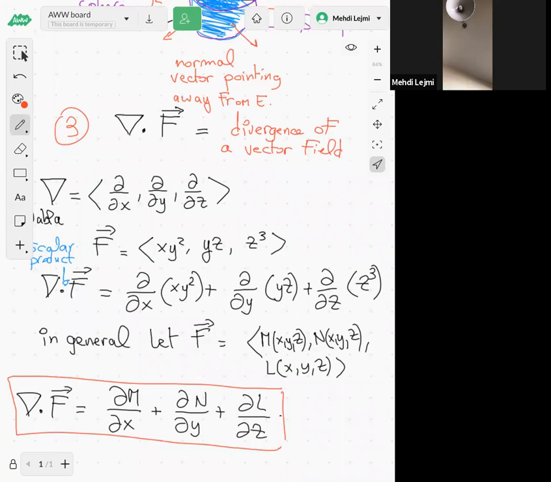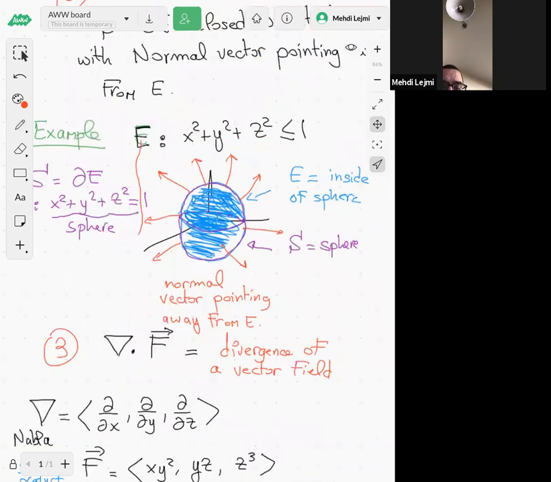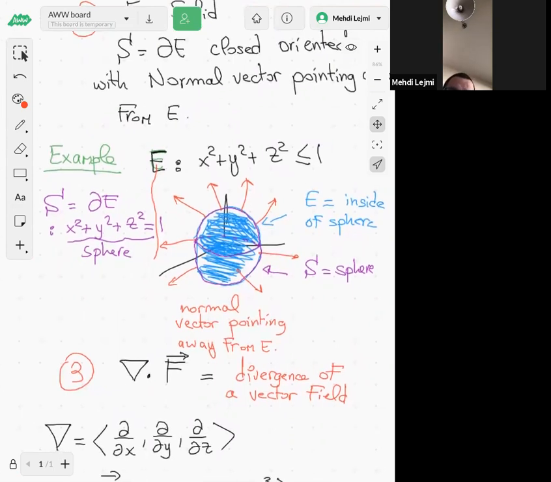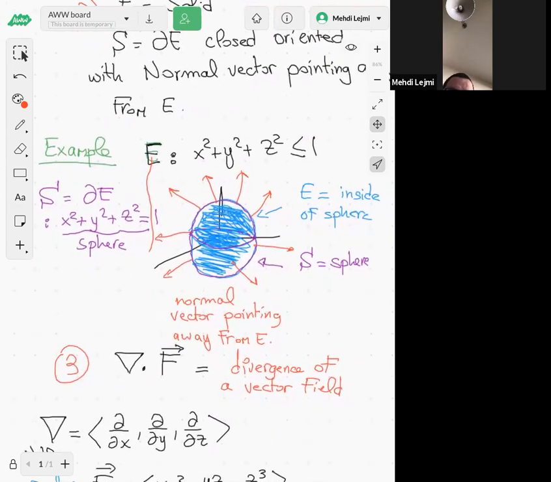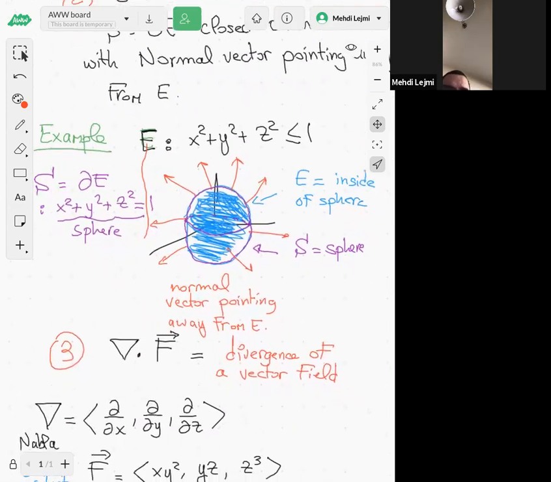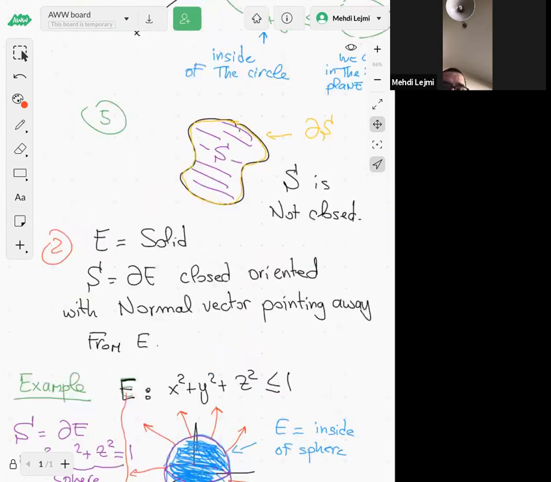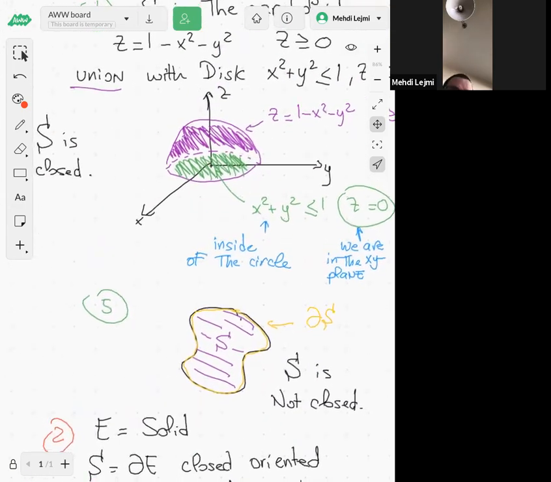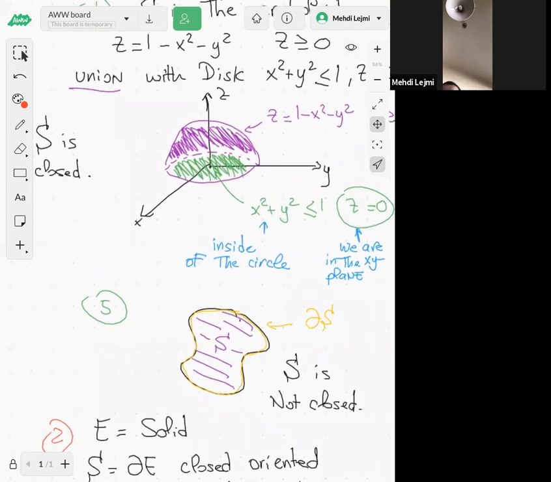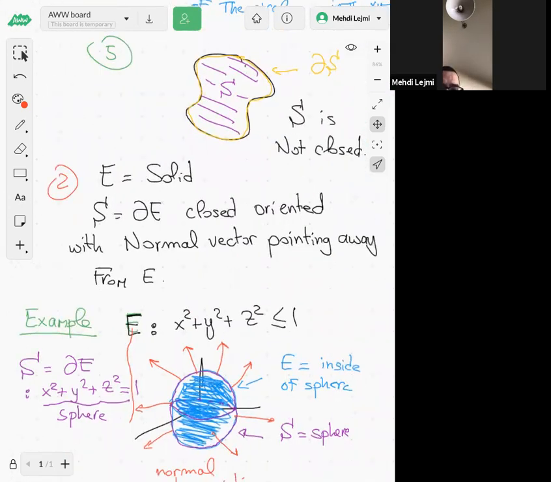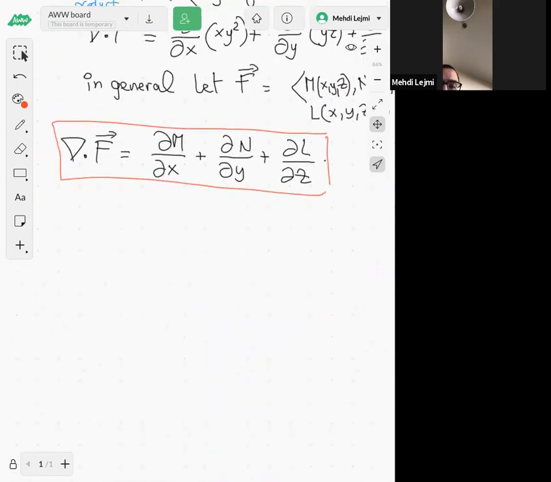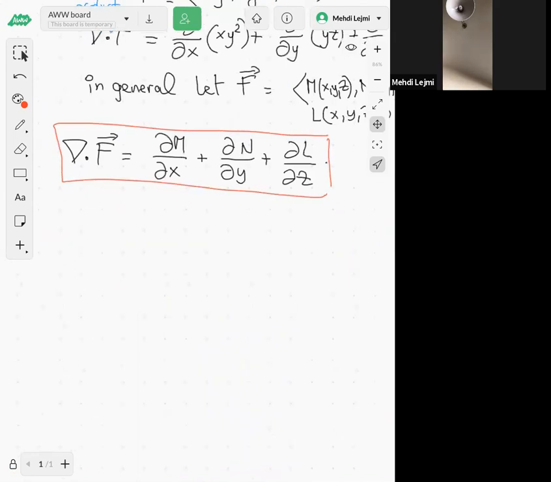Is there any question, guys, about this whole terminology? So I have the divergence of F. Your surface, which is the boundary of your solid, is oriented with a normal vector pointing away from E. And the boundary, which is given by a surface S, must be closed. This is really important. It has to be closed, otherwise it doesn't work. All right, so let's take a numerical example and try to apply the Gauss theorem.